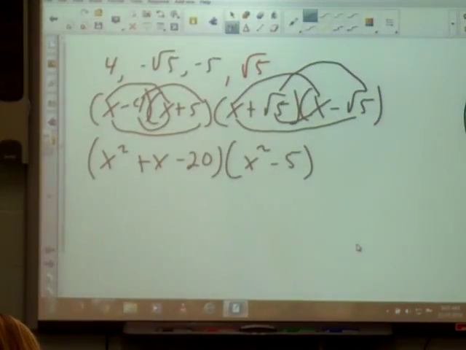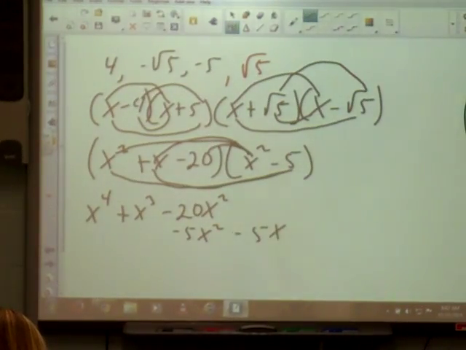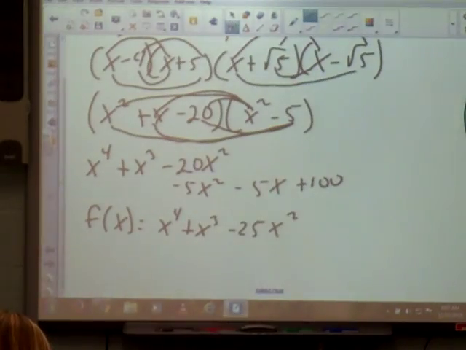Okay, so we're going to do the same thing we did on the previous problem. We're going to distribute x squared to everything. So it gives me x to the 4th plus x cubed minus 20x squared. Now I'm going to take my negative 5 to everything: minus 5x squared, minus 5x, plus 100. So again, I've only got those x squareds to combine. F of x is equal to x to the 4th plus x cubed minus 25x squared minus 5x plus 100.